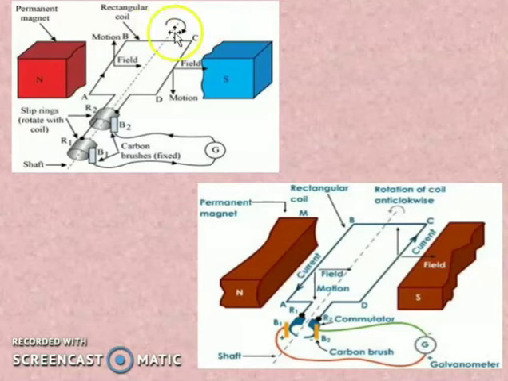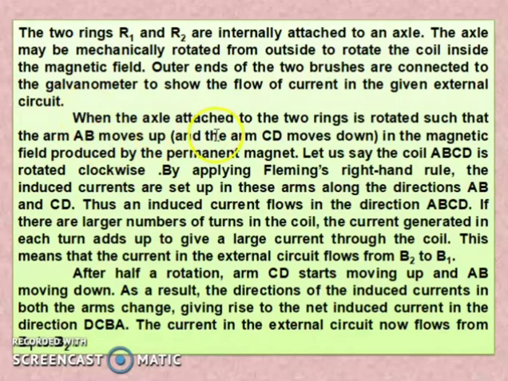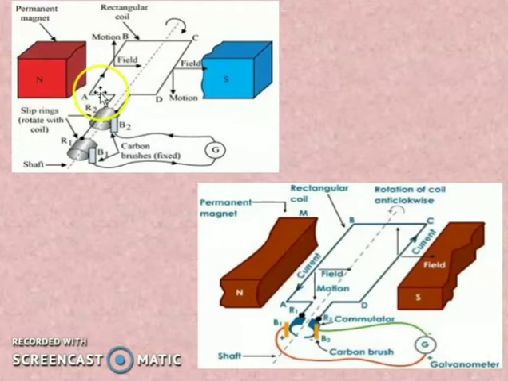In the clockwise direction, AB moves in an upward direction. When AB moves upward, what happens? CD moves in the downward direction. So the rotation of the coil is clockwise, and when it rotates clockwise, the current flows from B to B1. Here you can see it easily.